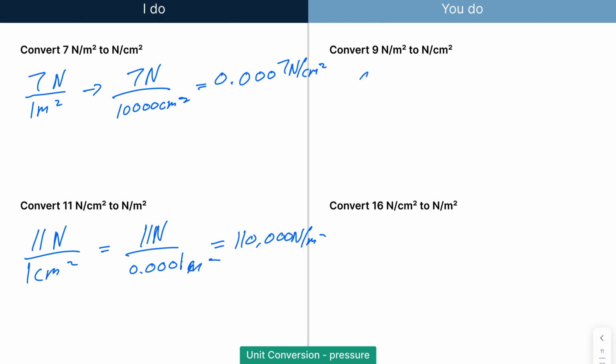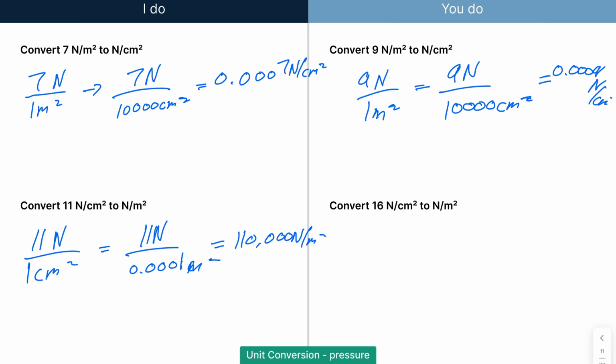So hopefully press pause and have a go at this. So again, I would recommend you write this out as a fraction. Newtons per meter squared. The top part can stay the same. The bottom part, you just multiply that by 10,000. And now you just do 9 divided by 10,000. Then you end up with 0.0009 newtons per centimeter squared.